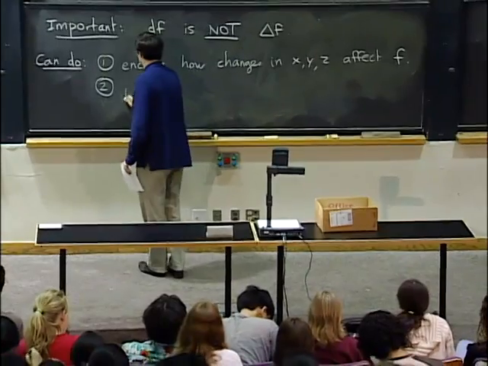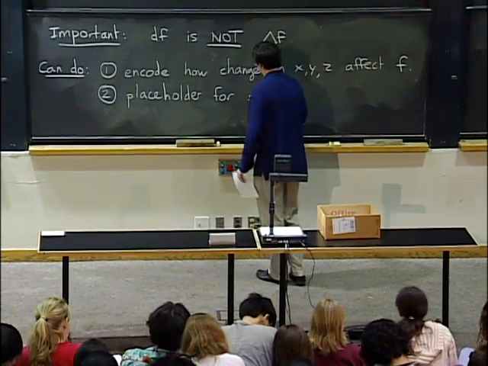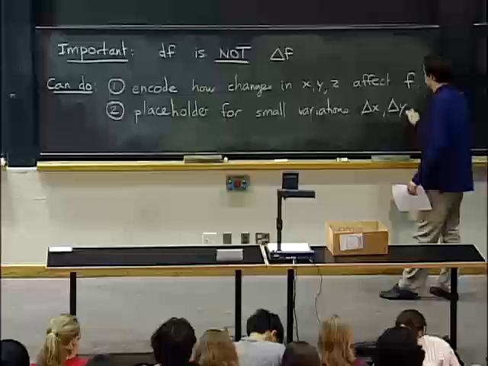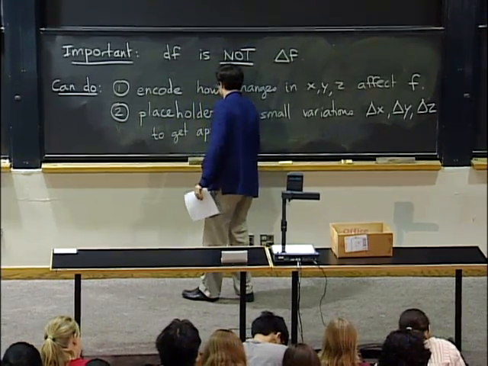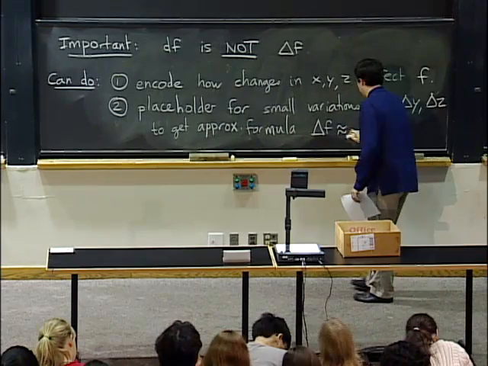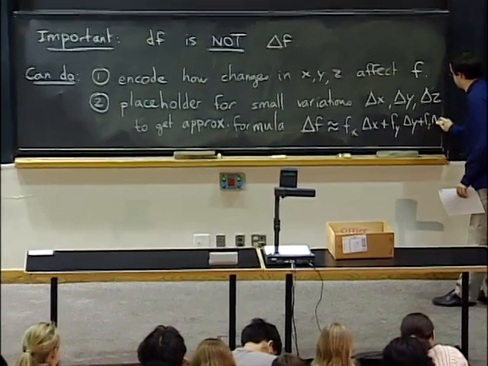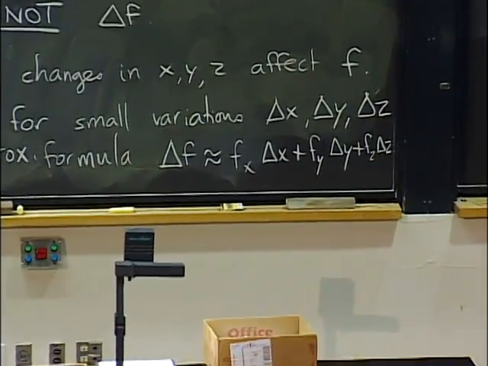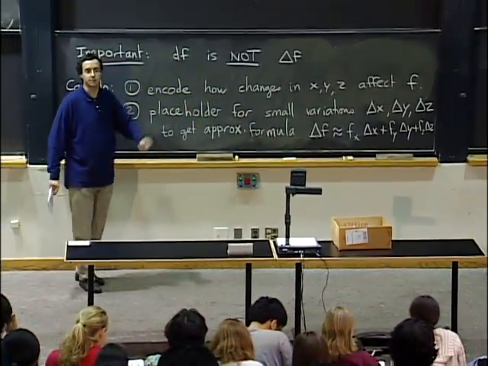And in particular, this is a placeholder for small variations, delta x, delta y, delta z, to get an approximation formula, which is delta f is approximately equal to f sub x delta x plus f sub y delta y plus f sub z delta z. So it's getting cramped, but I'm sure you know what's going on here. And observe how this one is actually equal, while that one is approximately equal. So they're really not the same.